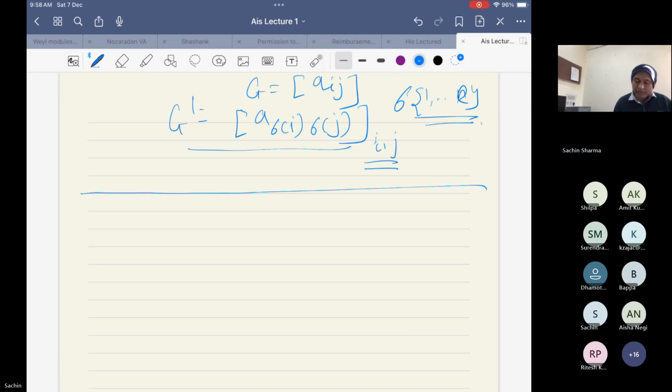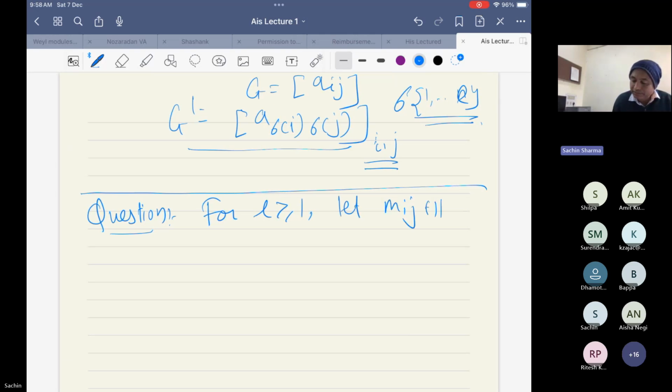Now, here is what we want to classify. Here is our question. For L greater than or equal to 1, let mij belong to N such that mii is equal to 1 and mij is greater than or equal to 2.